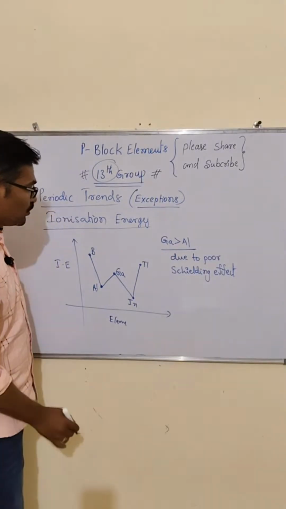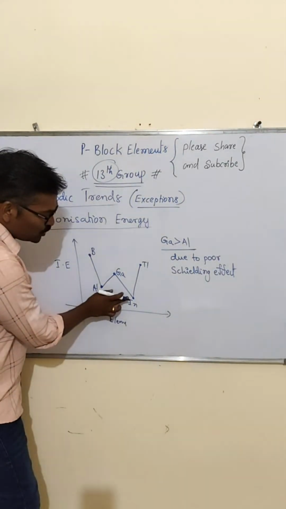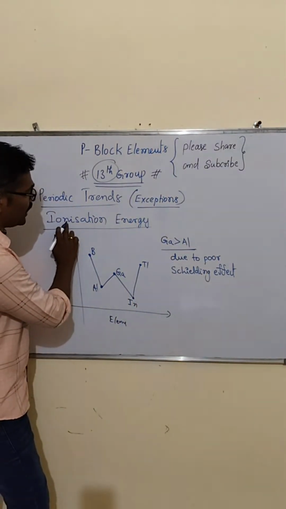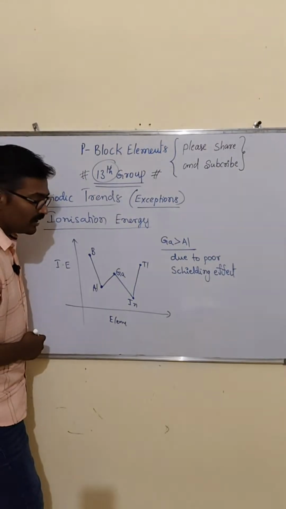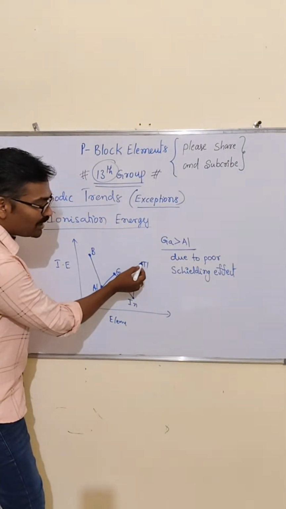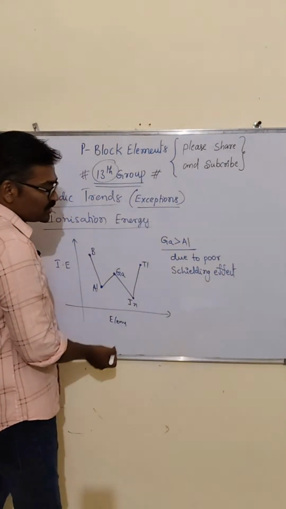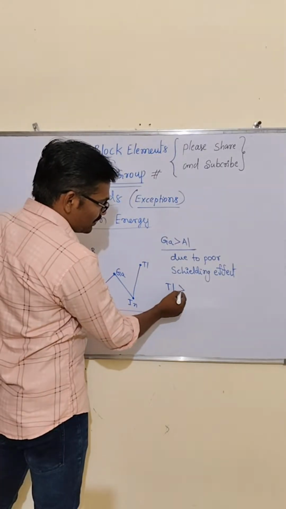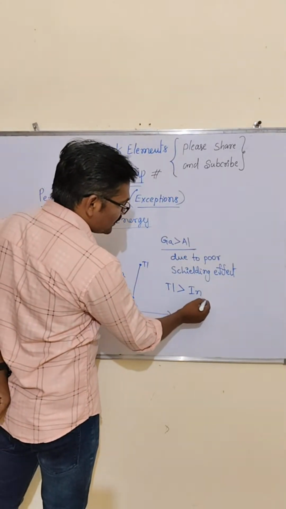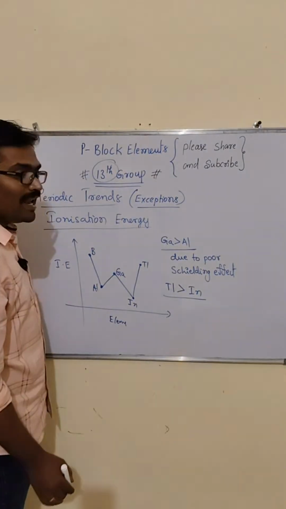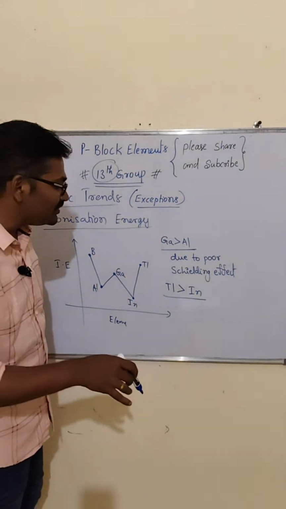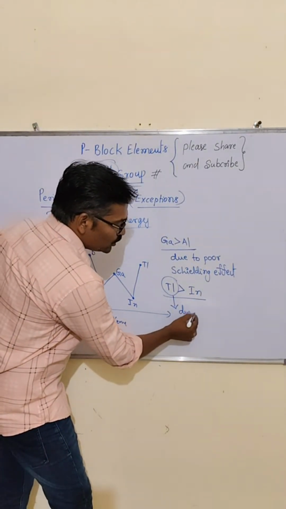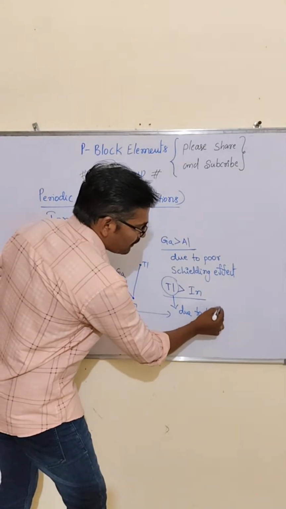Next, from gallium to indium, ionization energy generally decreases. Then again from indium to thallium ionization energy increases. Why is thallium's ionization energy greater than that of indium? What is the reason? Here it is the lanthanoid contraction, which thallium undergoes.